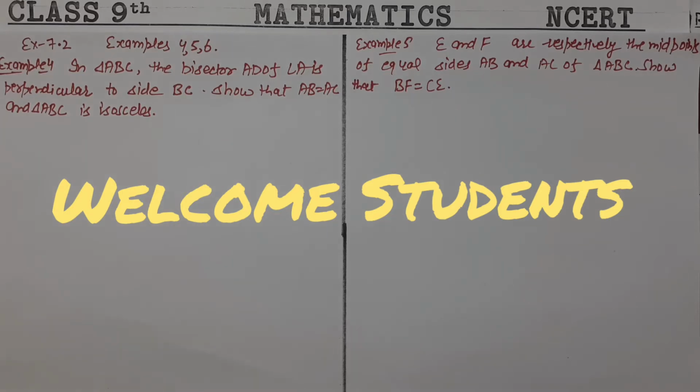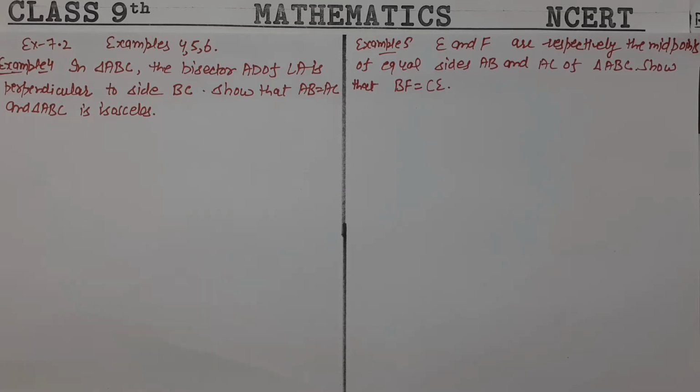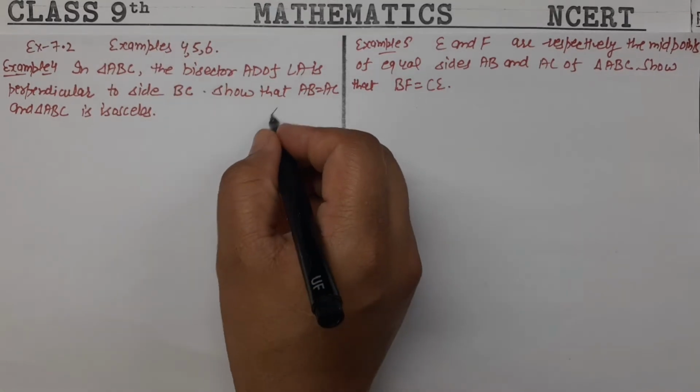Hello student, today we will do an example of exercise 7.2 of class 9th, chapter 7th, triangles. Statement: in triangle ABC, the bisector AD of angle A is perpendicular to side BC. By this information, we make the figure.